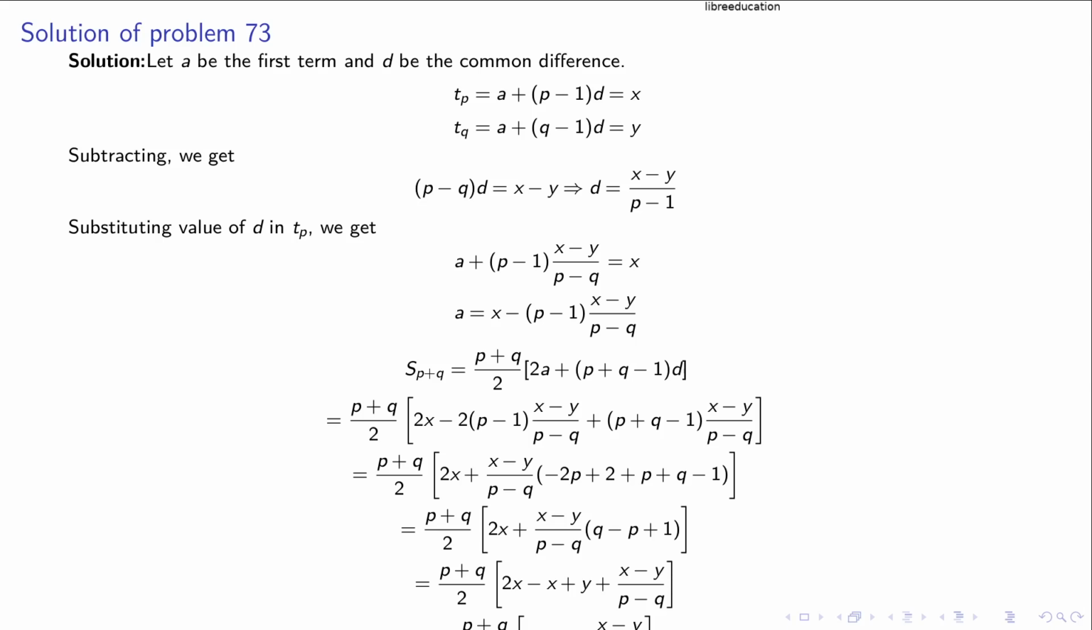And hang on, it should be p minus q. x minus y by p minus q. It should not be p minus 1. And that's a typing mistake.